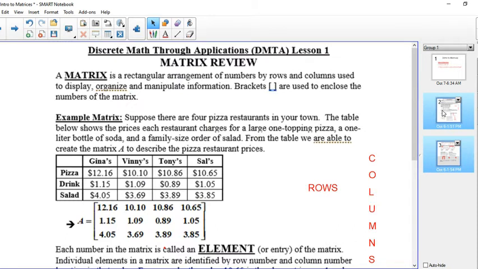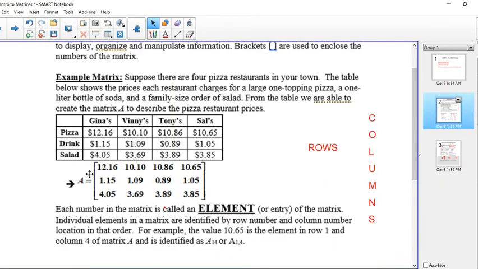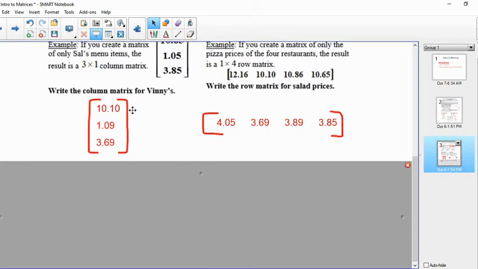So I'll go back to the matrix so you can see it. And then you're going to do Vinnie's and salad prices. So here's your matrix. Do a column matrix for Vinnie's only, and then do a row matrix for salad prices only. Now let's check your work. Those are Vinnie's prices, and here are the salad prices for all the restaurants.